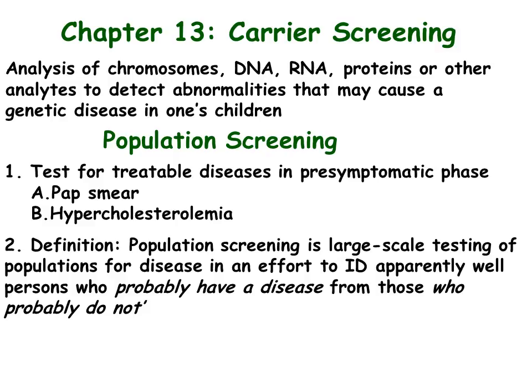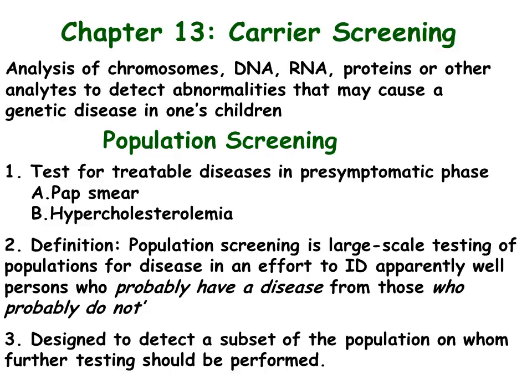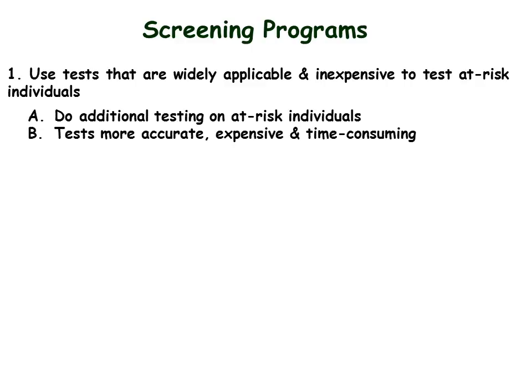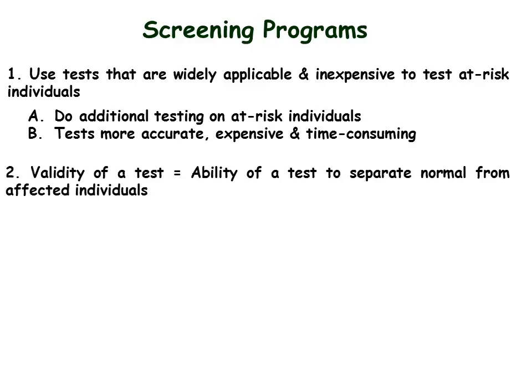Okay, but in the case of carrier screening, they are well, but they're concerned about their children. So we're looking for a subset of the population on whom further testing should be performed. Screening programs use tests that can be applied. They have to be inexpensive, and they have to test at-risk individuals. Once you do the at-risk, then you do additional testing if they have a positive. Those tests are more accurate, expensive, and time-consuming, but they confirm.